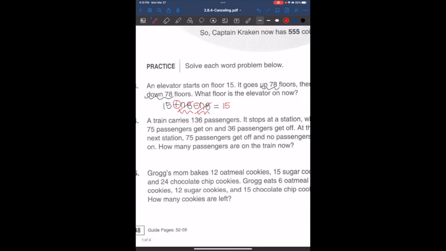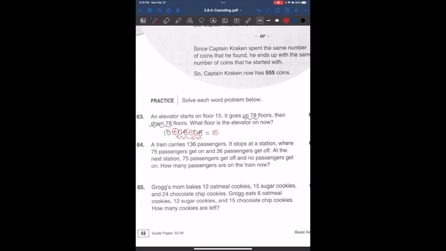Now let's look at problem 64. A train carries 136 passengers. It stops at a station where 75 passengers get on and 36 passengers get off. At the next station, 75 passengers get off and no passengers get on. How many passengers are on the train now? Now this problem is a little more complicated and harder than the other problems that we solved, but we can still use canceling to make this problem a bit easier.